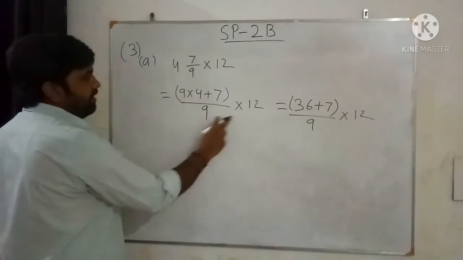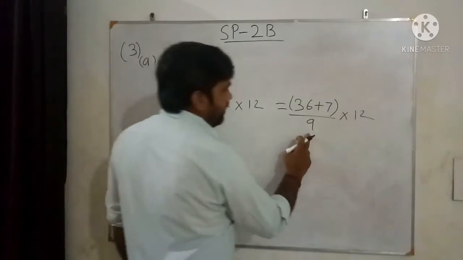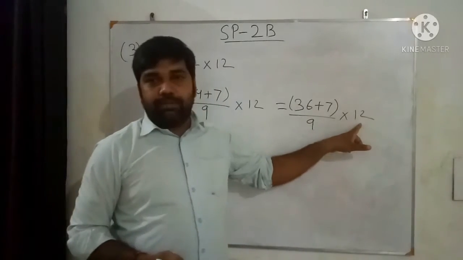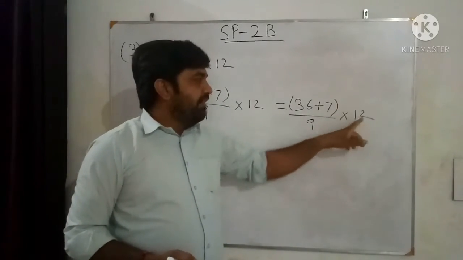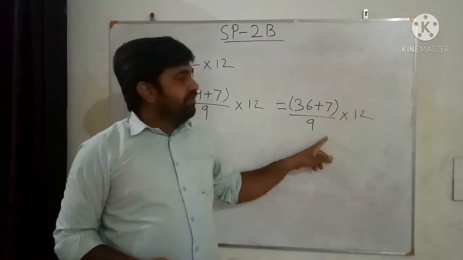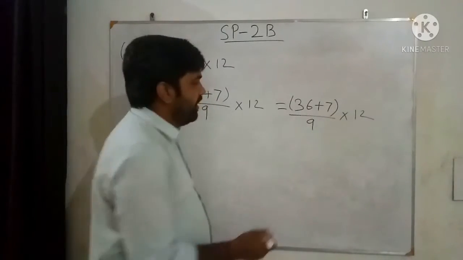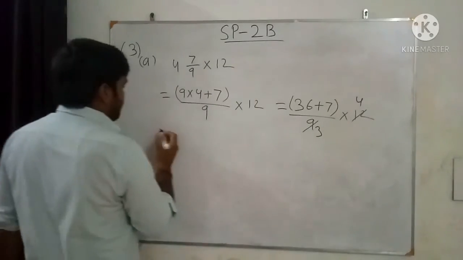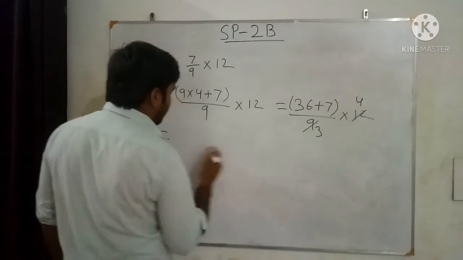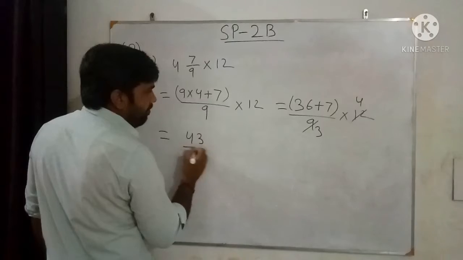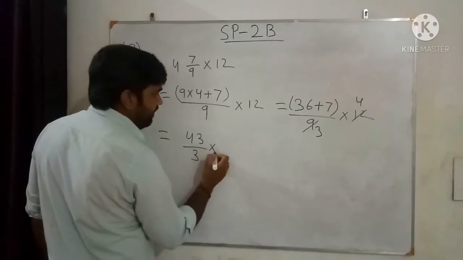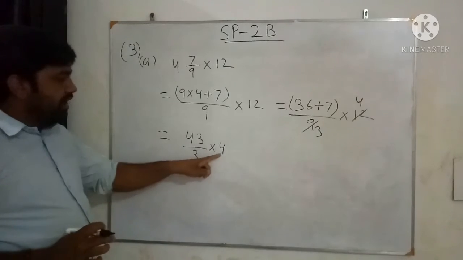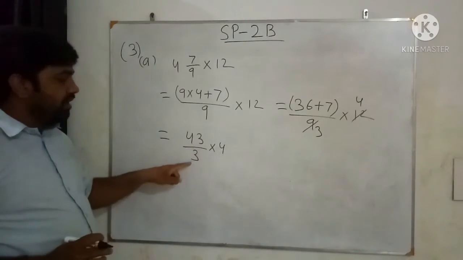Now see, this is the numerator, this is the denominator, so this can be cancelled. 9 and 12 can be cancelled because 9 is at the denominator place and 12 at the numerator place. Now 12 and 9 both have a common factor 3. In the table of 3, 9 also comes and 12 also comes, so we divide these two numbers. 3 3s are 9, 3 4s are 12. So what we got? 36 plus 7 gives you 43 by 3 multiply 4. Now 3 is not divisible by 4, and 43 is also not divisible by 3.